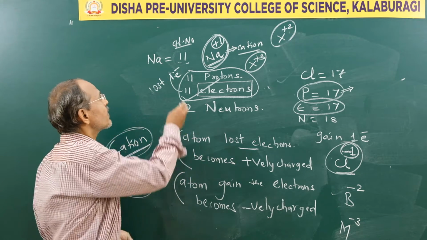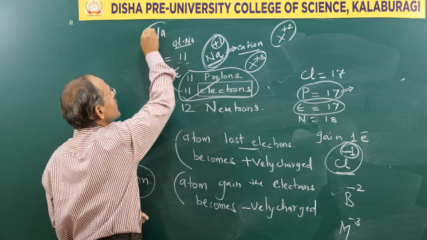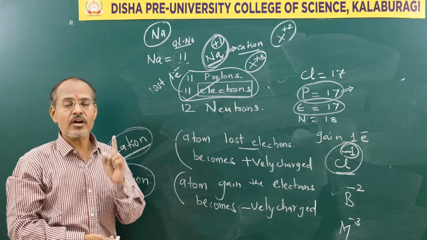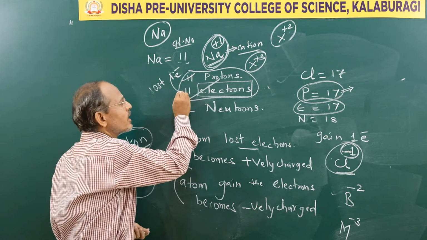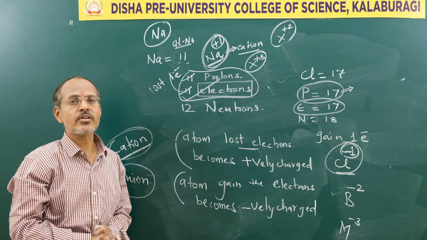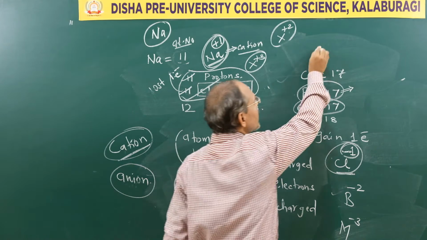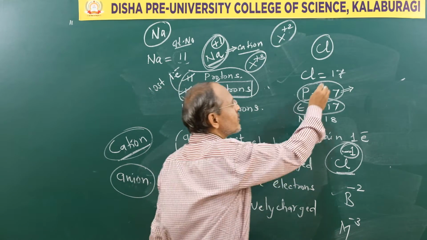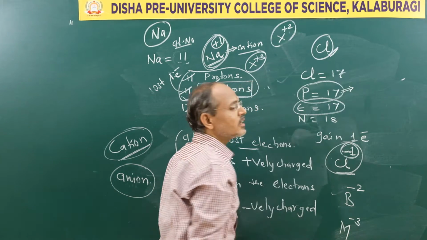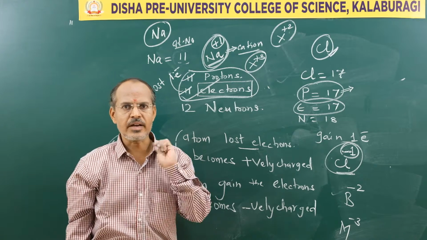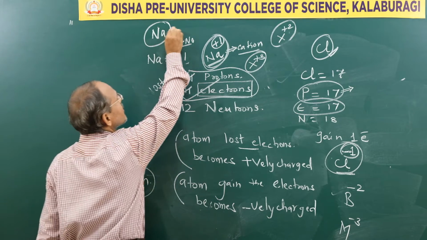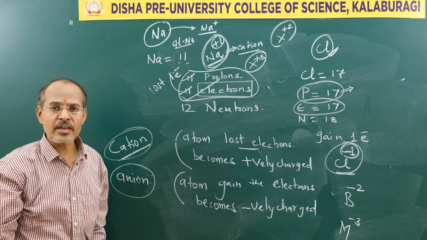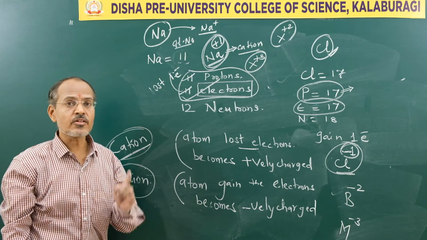For example, if I write only sodium, I can say it is in a neutral state because it contains 11 protons and 11 electrons. If I write only chlorine, it contains 17 protons and 17 electrons. But if I write Na+, then it is not an atom. It is called an ion.